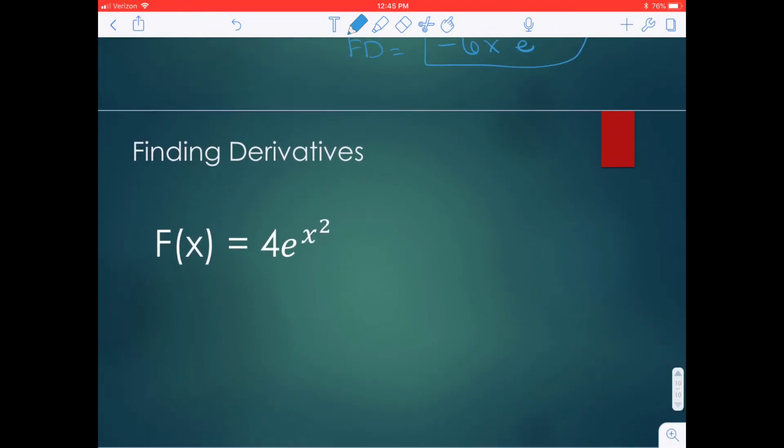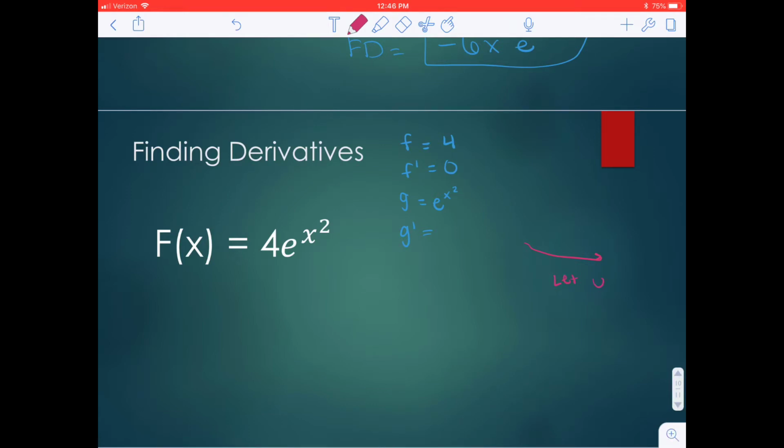And lastly, we have 4e to the x squared. So again, this is going to be a process of product rule. So thinking about f prime, g, and g prime. F is going to be 4, and g is going to be e to the x squared. F prime is going to be 0, and g prime is going to require me to go off to the side and do some u substitution.